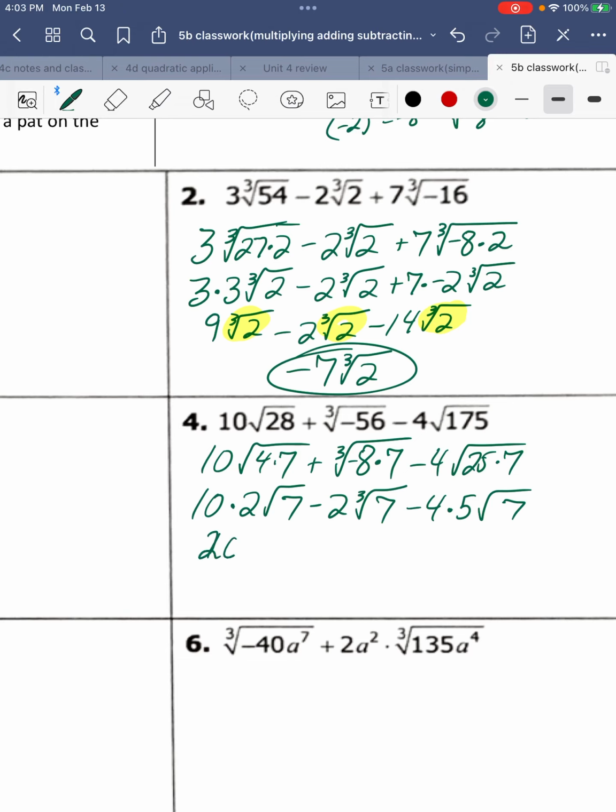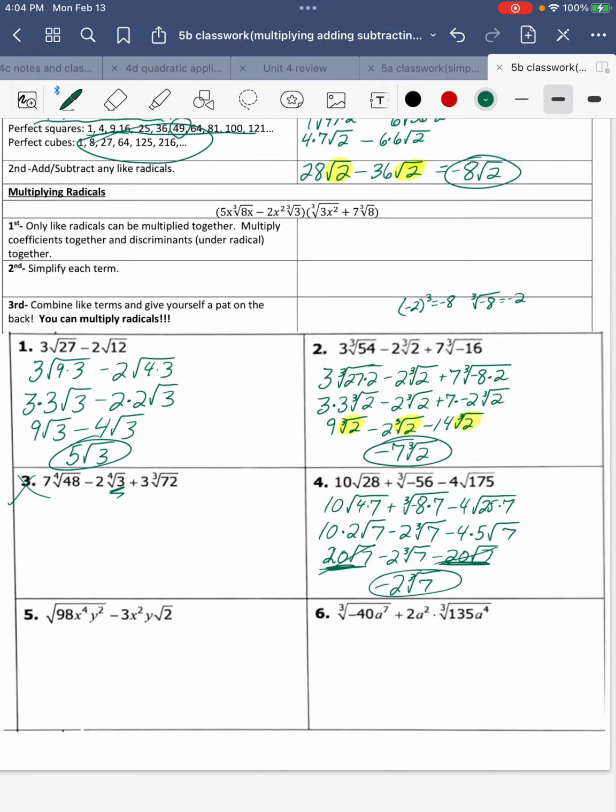Multiply your coefficients on the outside. 10 times 2 is 20 square root of 7. Minus 2 cube root of 7. 4 times 5 is 20 square root of 7. So we have 20 square roots of 7, and we're subtracting 20 square roots of 7. That's 0 square roots of 7. 0 times the square root of 7 is 0, so those go away, leaving us with negative 2 cube root of 7.